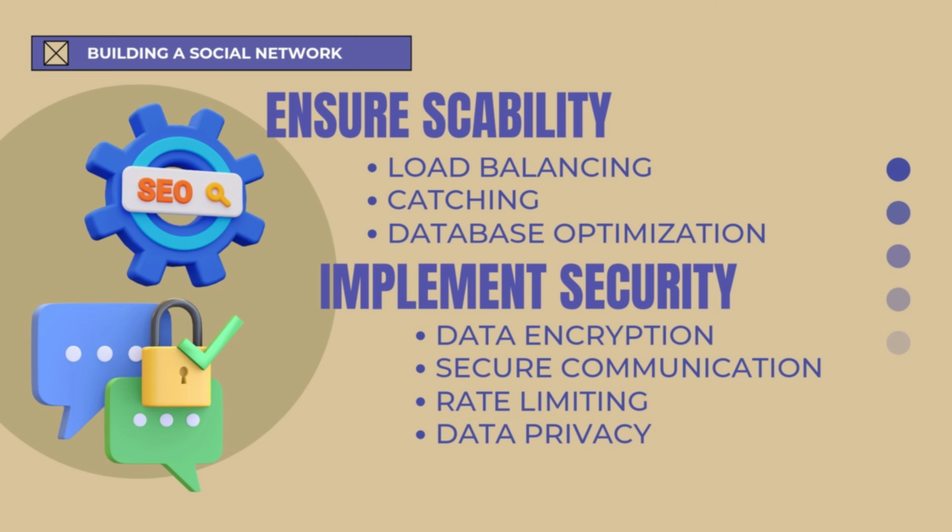Implementing security in a social network is essential to protect user data, prevent unauthorized access, and ensure the integrity and confidentiality of communications and stored information. Social networks typically deal with sensitive data such as personal user information, posts, private messages, and financial details, making security a top priority. Data encryption.